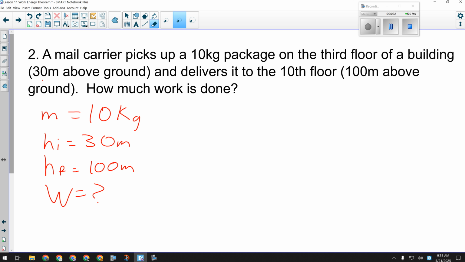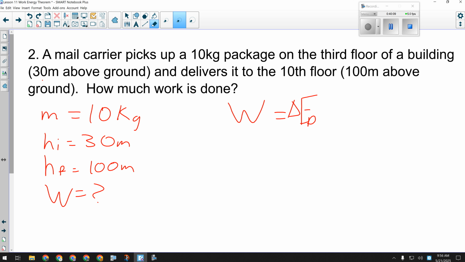Now, what kind of energy is being changed here? Kinetic or potential? Potential. They don't mention any speeds here. We have to assume the person just walks up the stairs at a constant speed, because they don't say otherwise. So that means if we're talking about a change in height, we are talking about a change in the potential energy of this package. The work they're doing is giving it more height and thus more potential energy.